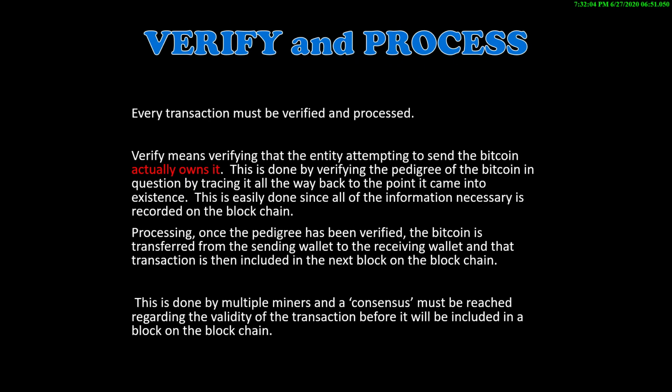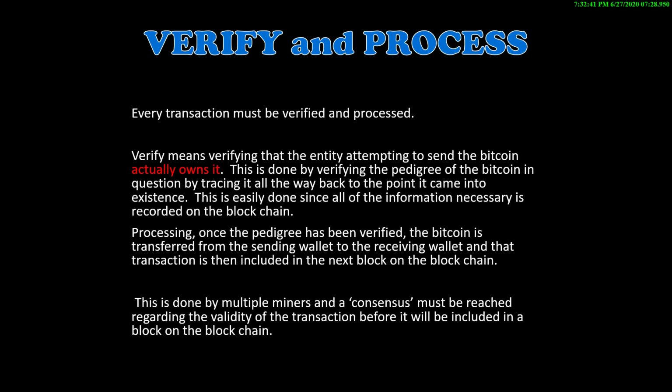Verify and process. Every transaction must be verified and processed. Verify means verifying the entity attempting to send the bitcoin actually owns it. This is done by verifying the pedigree of the Bitcoin all the way back to when it first came into existence. This information is all stored on the blockchain, so it's easily done.